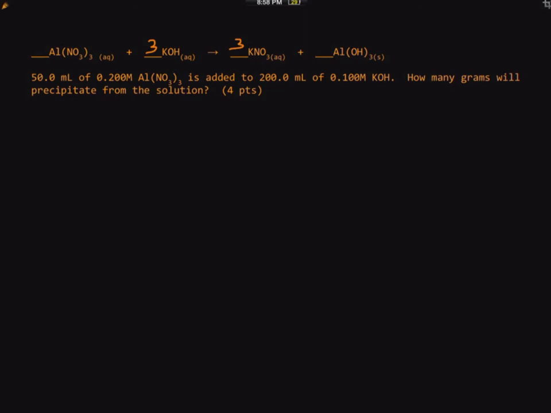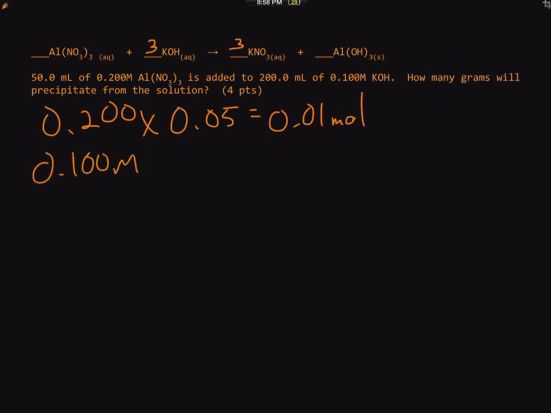So the next step that we need here is to find the limiting reactant, because we're given both reactant solutions to start with. So if we have 0.2 moles and we have 50 milliliters, which would be 0.05 liters, that means that we have 0.01 moles of the aluminum nitrate. And we have 1 molar potassium hydroxide, and we're given 200 milliliters, which is 0.2 liters.